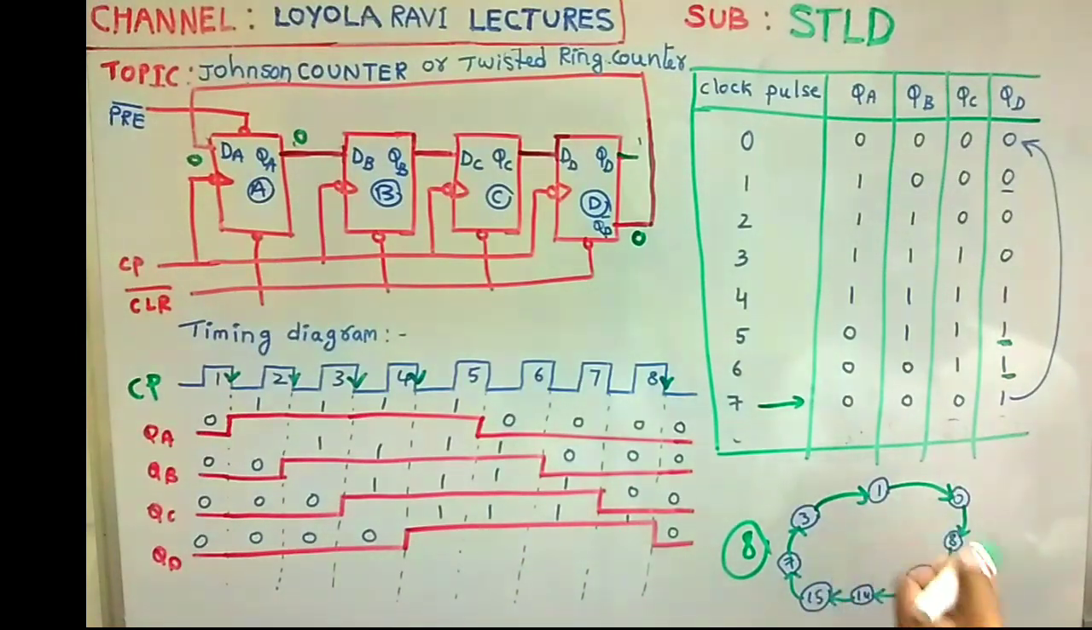After 8 states, after the 8th state, again it goes to the initial state. Okay, this is a twisted ring counter. Both are very important, Johnson counter and ring counter. Both are very important from the examinations point of view.